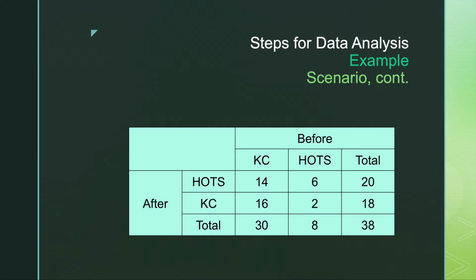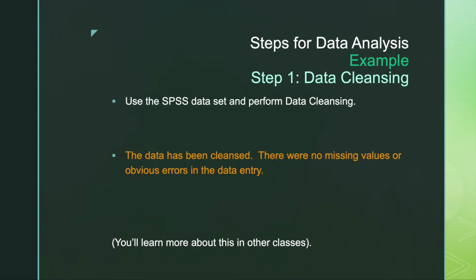Here is the sample data that we're going to be using for our scenario. We have a before count with our number of KC questions and our number of HOTS questions. We also have an after with the number of HOTS and KC, as well as being able to see the breakdown of before versus after for each one of these. Now, before we actually do anything with this data, let's just get right into the write-up.